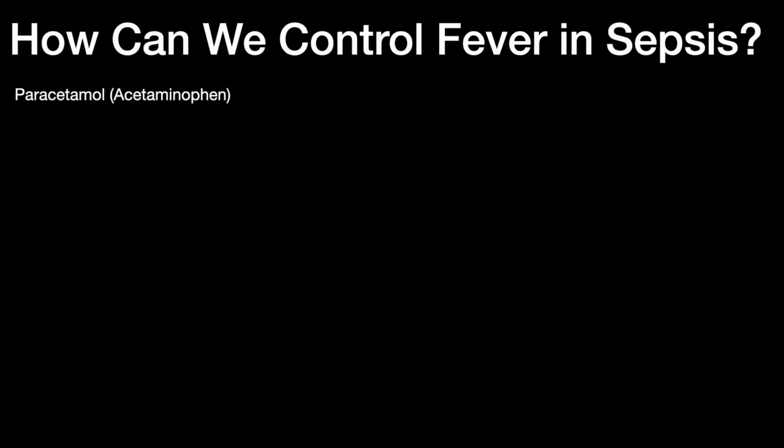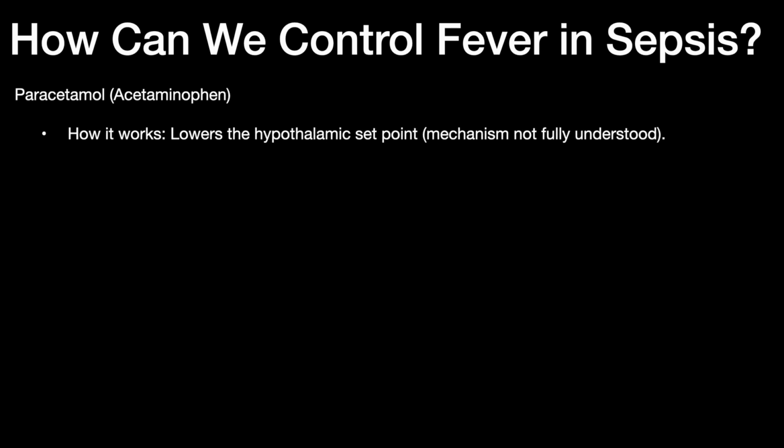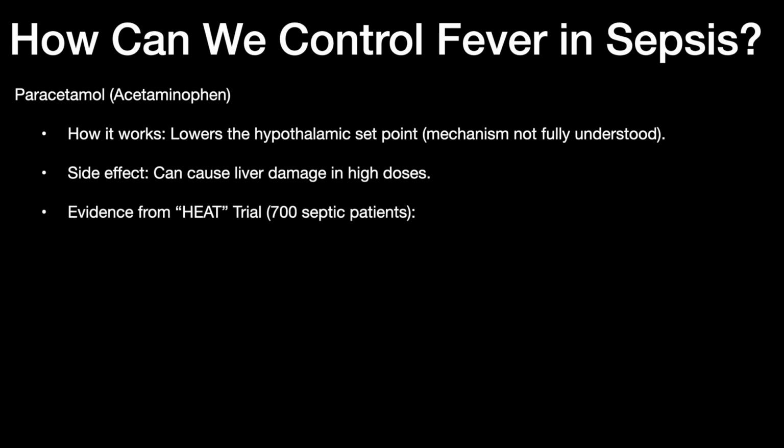So how do we control the fever in sepsis? The commonest one that we use is acetaminophen or paracetamol. It lowers the hypothalamic set point. Exactly how it does so is not really understood, but it does result in reduction of temperature. In high doses, it can cause liver damage, so this must be kept in mind.